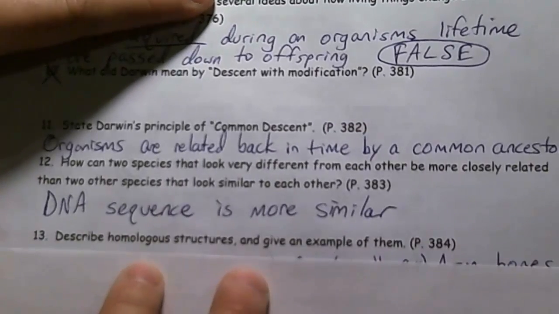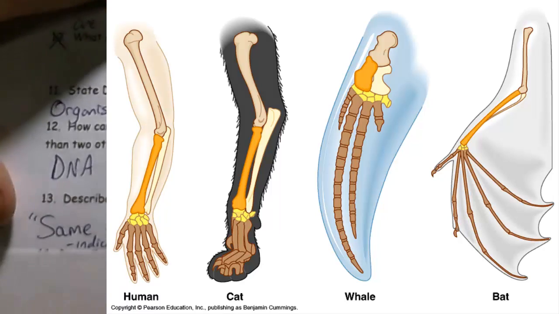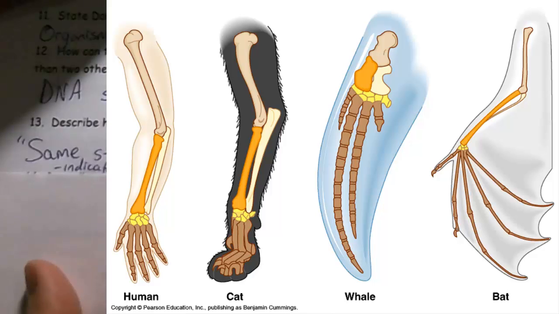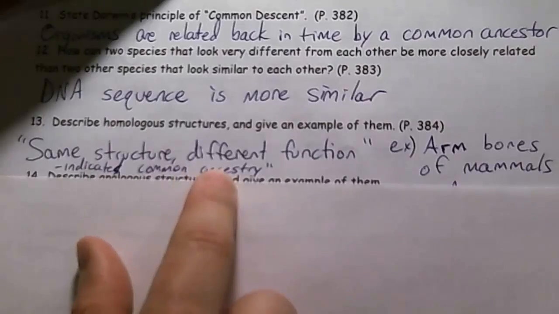Describe homologous structures. I'm going to show you guys a picture here. Hopefully you remember this picture from class. But homologous structures are where we have the same structure but different functions. A good example of that is the arm bones in mammals. And going back over here, you can see that all of these mammals have very similar bone structures in the way that the bones are associated. That indicates that they are related to one another by common ancestry.